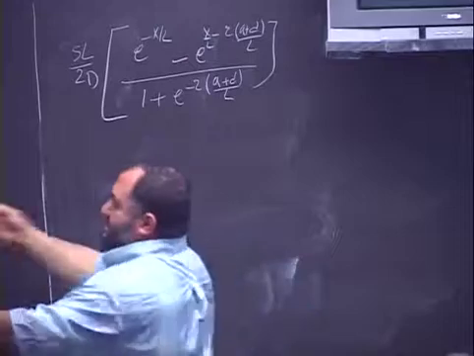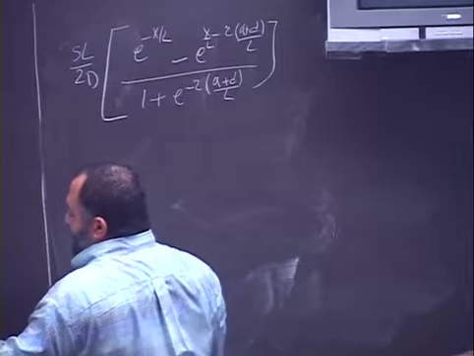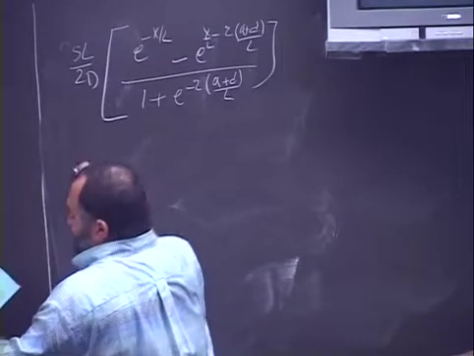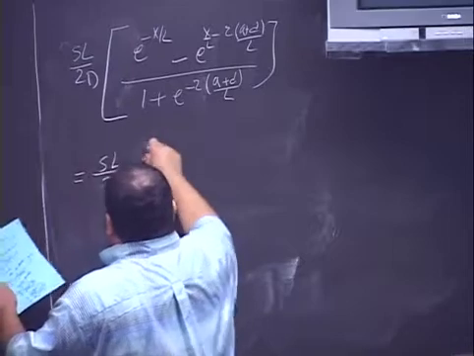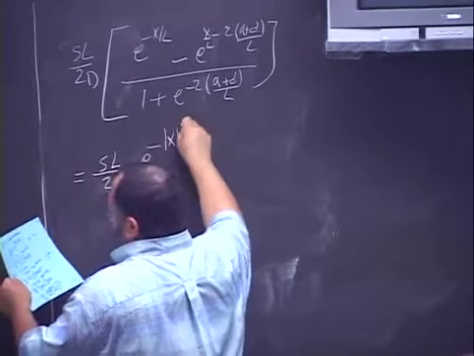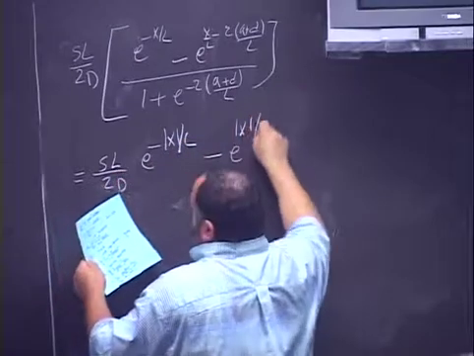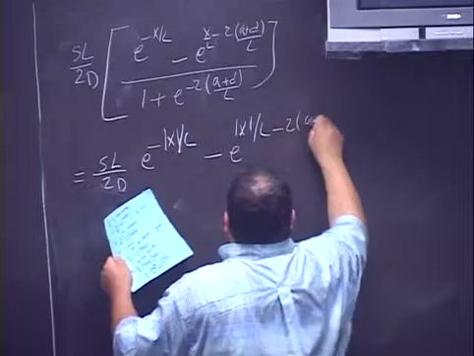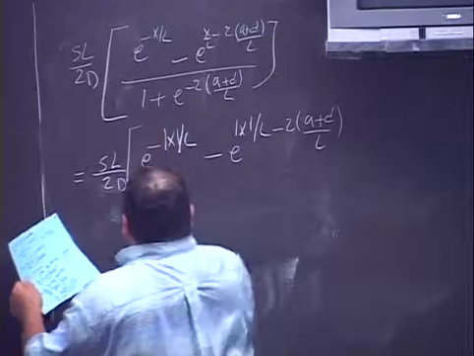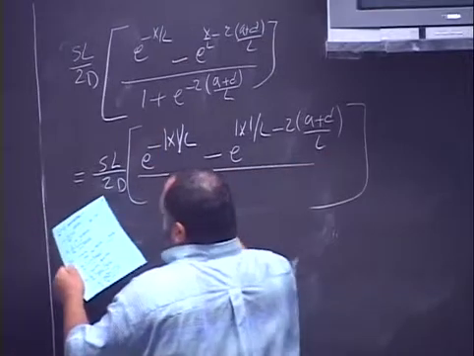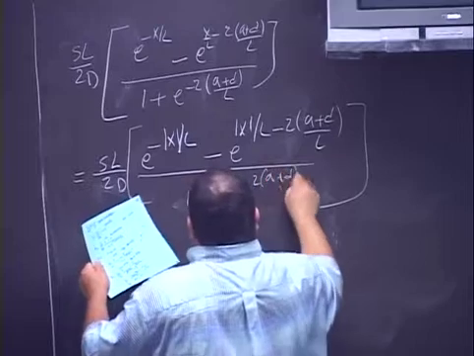And if you take just the positive half and do the substitution, this will give you S over 2D L e to the power of minus absolute value of x over L, as we stated last time, minus e to the power of x over L minus 2 A plus D over L. All of this is divided by 1 plus e to the power of minus 2 A plus D over L.